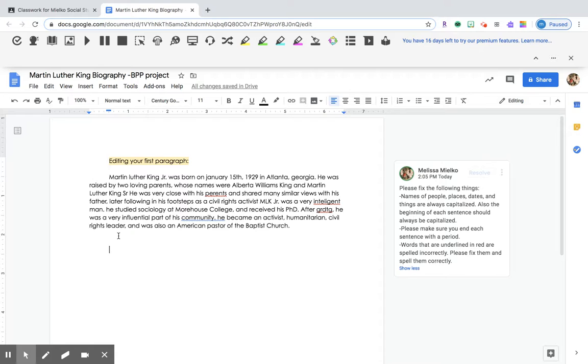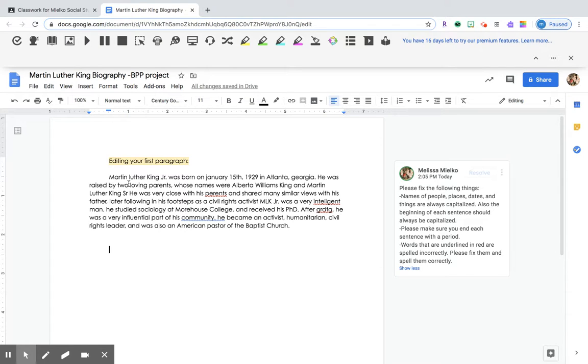We want to go back in and fix these things. The first thing I'm going to focus on is capitalization. I'm going to look through for names of people, names of places, dates, and also names of specific things, so that I can make sure that they're capitalized. And I want to make sure that the beginning of each sentence is always capitalized. So let's see. Martin Luther King Jr. was born on January 15th, 1929 in Atlanta, Georgia.